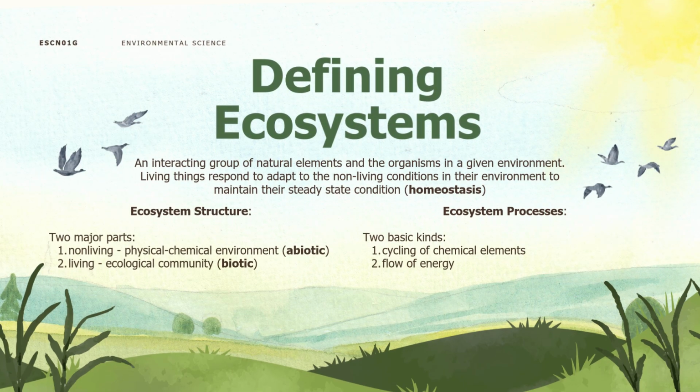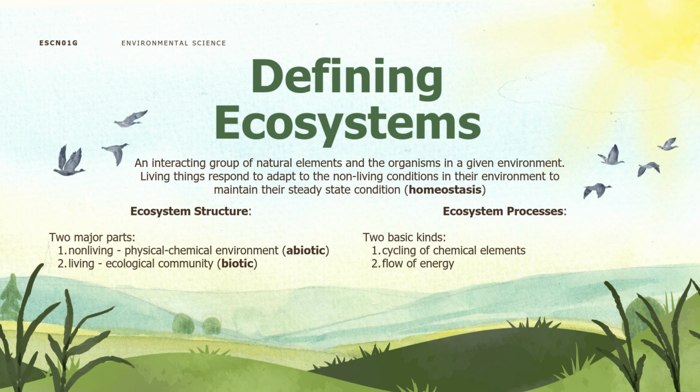So, if you're going to define what an ecosystem is, obviously we're referring to an interacting group of natural elements and the organisms that are staying within a certain environment. Typically, the living things here respond and adapt to the non-living conditions of the environment to maintain their steady state condition, which is known as homeostasis.